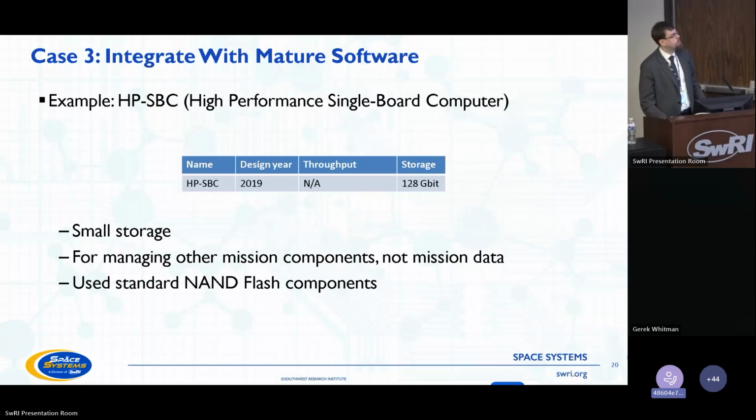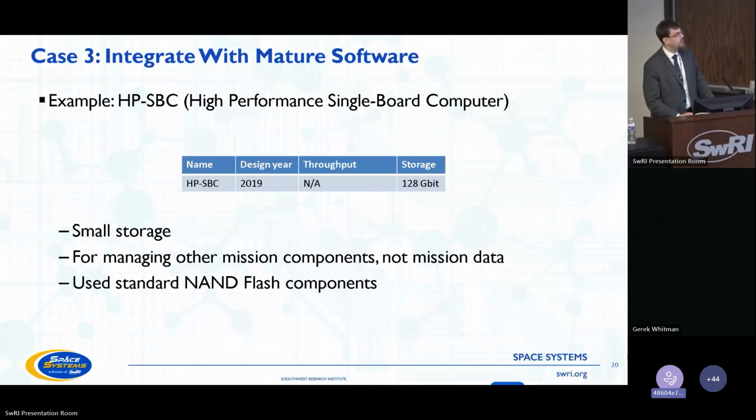This is the high-performance single-board computer, and it has unusually low storage and no real throughput requirements because it's not managing scientific data. It's managing configuration for other mission components. So this device is not used as frequently as a scientific recorder. It just occasionally applies configurations and updates to other components of the satellite. It did use our standard NAND flash components, though, so we used the same technology for it.